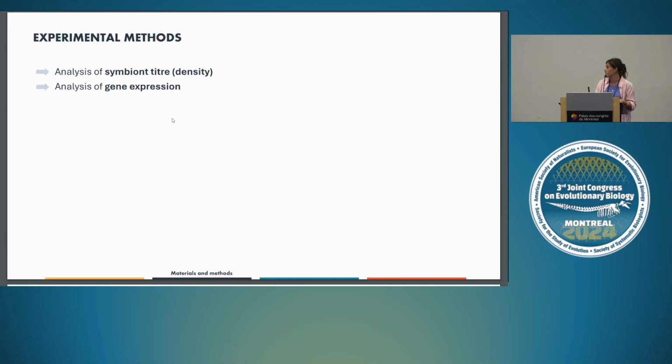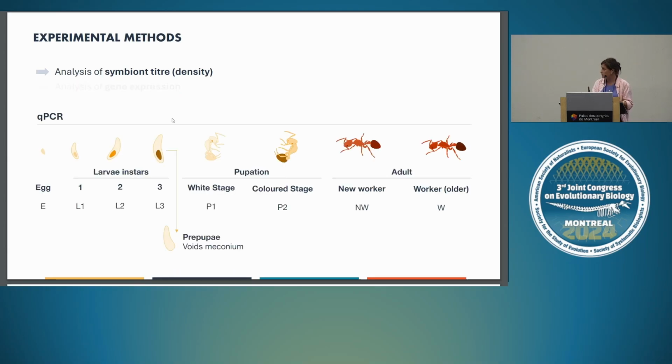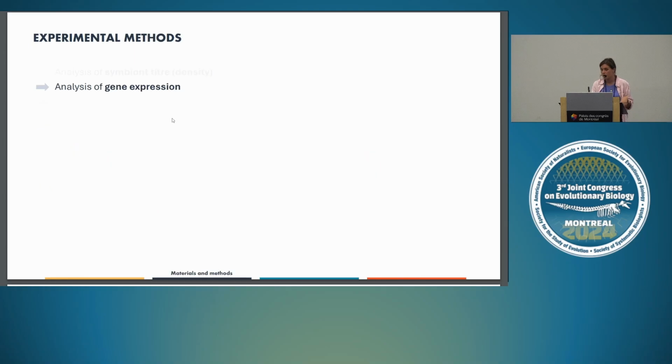So to really try and get at this question, I've so far used two main processes, looking at the symbiont titer or density, and then also the gene expression. So for the symbiont titer, these are the different life stages of this species. So they have three larval instars, a prepupation step where they get rid of their gut, and then two pupation steps, and then you have the newly emerged workers and the adult workers.